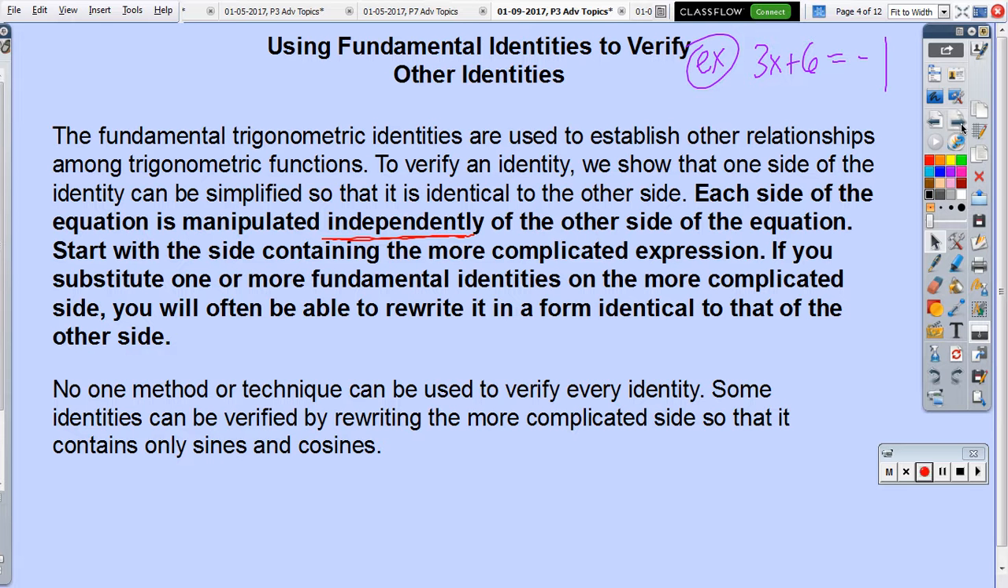So we're not doing what we did when we solved for a variable, where you say, I'm going to minus 6 on each side, and then divide each side by 3, and solve for x. That's not what we're doing here. What we're going to be doing is basically proofs. If you remember doing proofs in geometry, you had to prove that this angle was congruent to this angle, and you had to go through so many steps.